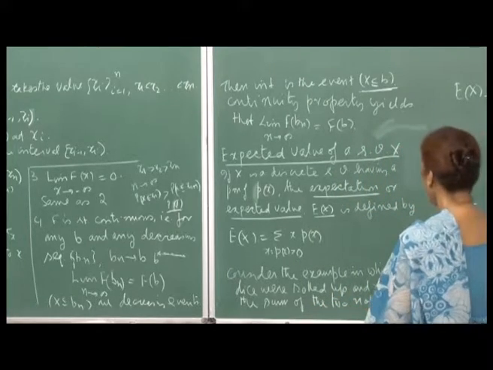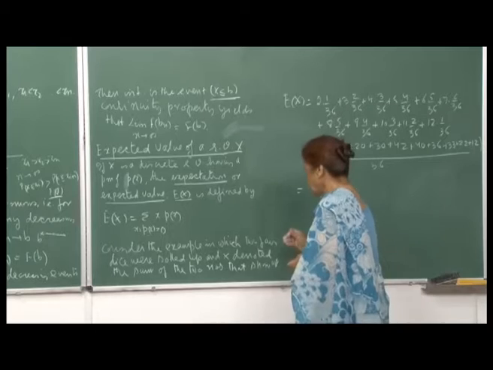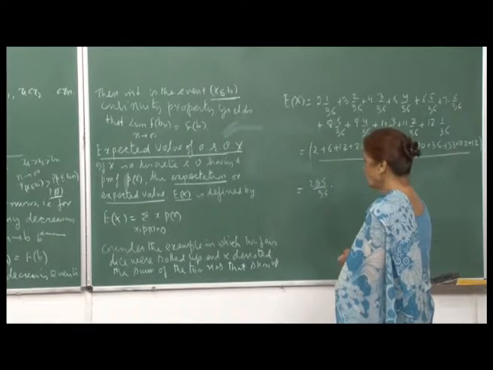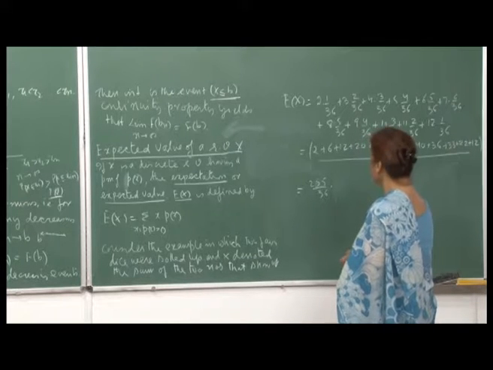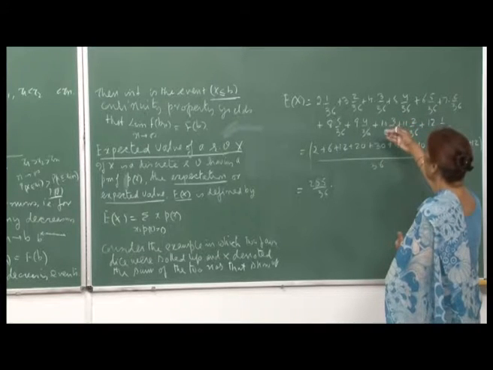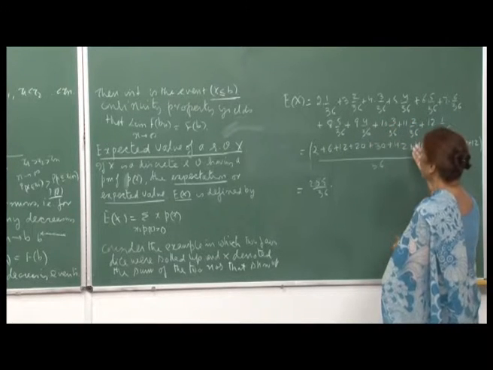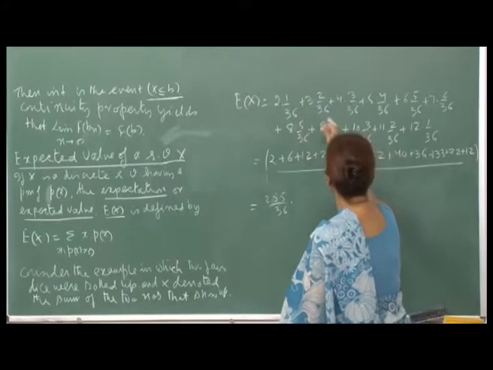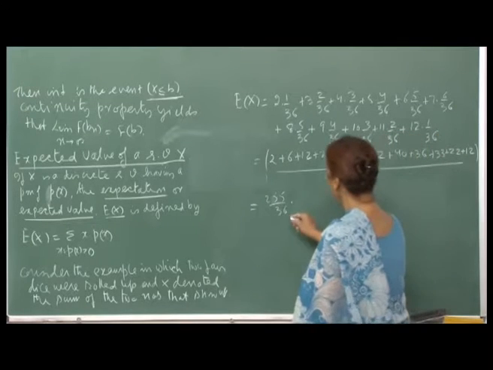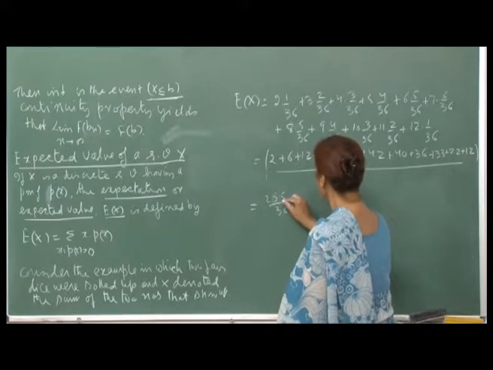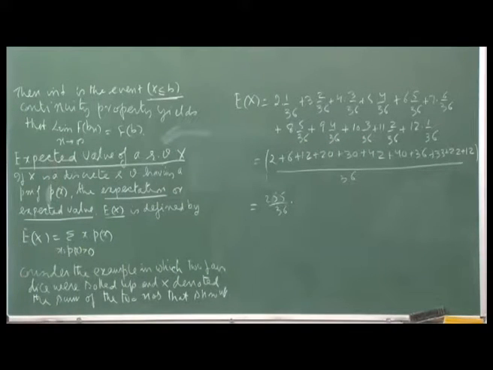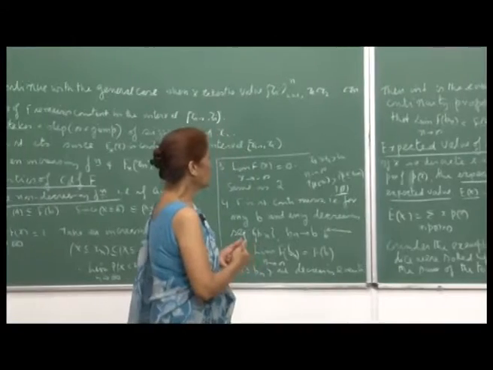Now, let us consider this example. Consider the example in which 2 fair dice were rolled and X denoted the sum of the 2 numbers that show up, right. In that case, I had given you the table of the probabilities for different values of x. If you refer to that table, then you can see that this will add up to 252 upon 36, which will be some number close to 7, a little bigger than 7. Okay. So, this is the expected value of the random variable.